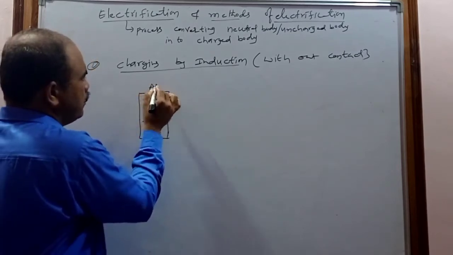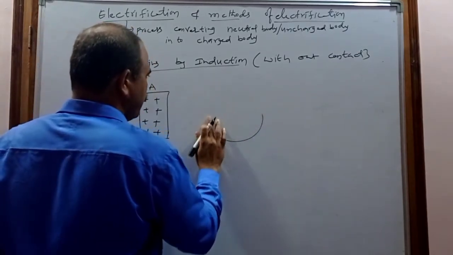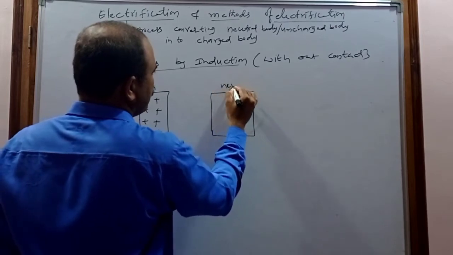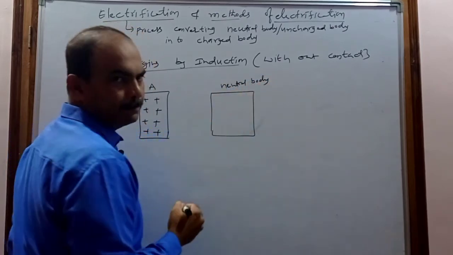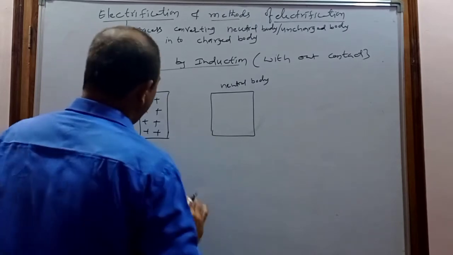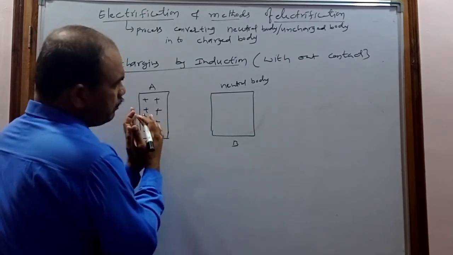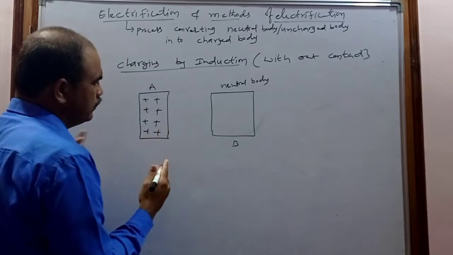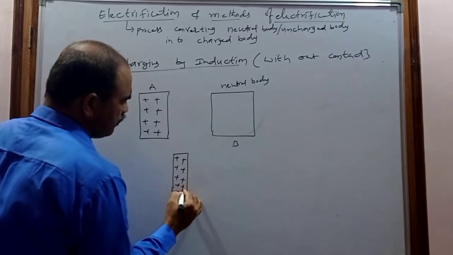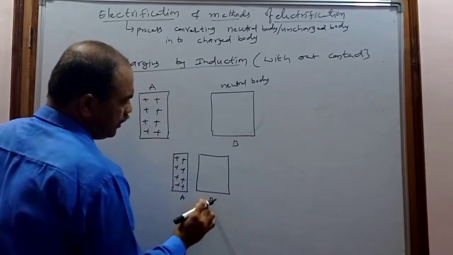Let us consider it is a charged body A. And now consider this a neutral body or uncharged body B. It is a neutral body and contains the same number of electrons and protons. Now the charged body A is brought very near to this neutral body B.